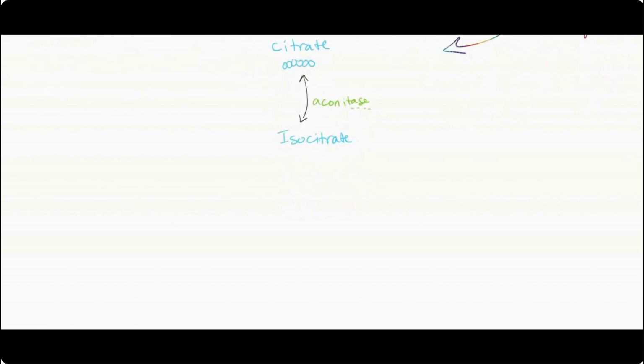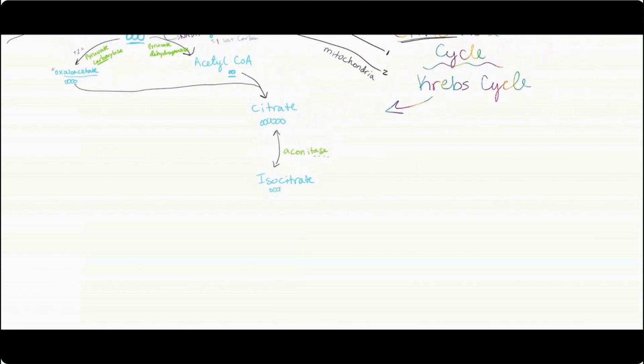It's doing things. Cool? All right, so this is still 6 carbons. It basically just rearranged the carbons. All right, rearranged the molecule a bit, but still 6. Next, we have a unidirectional reaction where isocitrate is converted into alpha-ketoglutarate. Alpha-ketoglutarate, though, is a 5-carbon molecule.